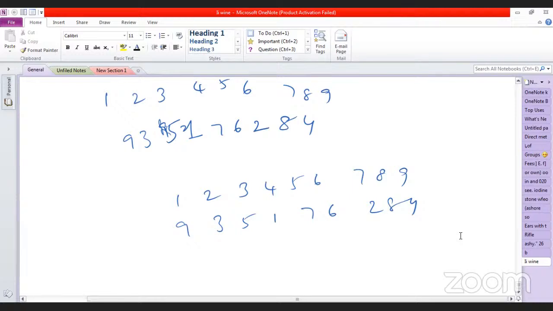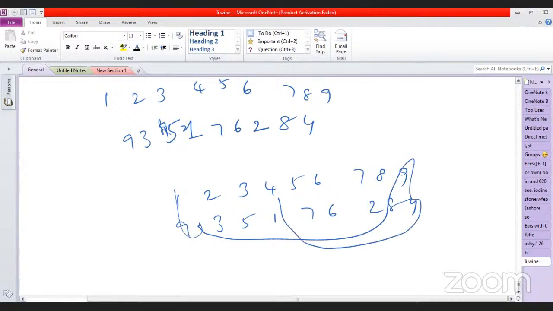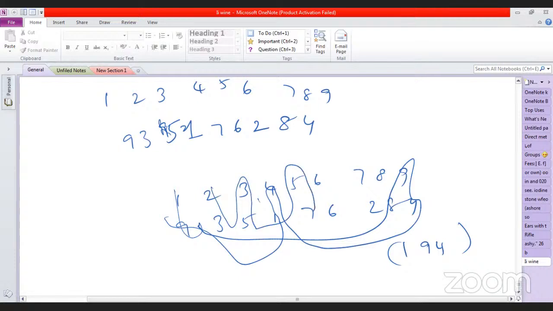How many disjoint cycles? Anyone tell me. See here, 1 goes to 9, 9 goes to 4, 4 goes to 1. That means (1 9 4) is one disjoint cycle. Correct? Then again 2 goes to 3, 3 to 5, 5 to 7, 7 to 2: (2 3 5 7). Am I correct?